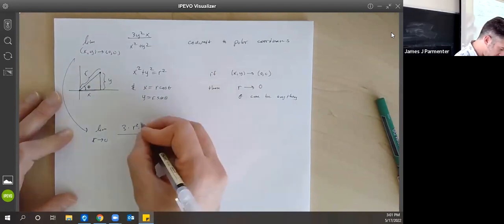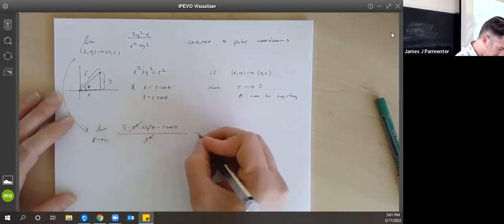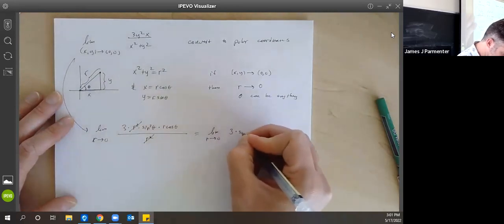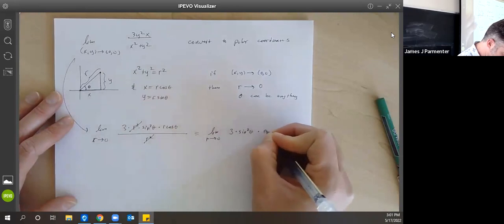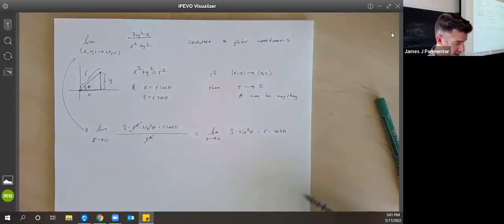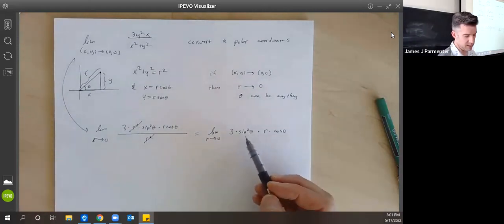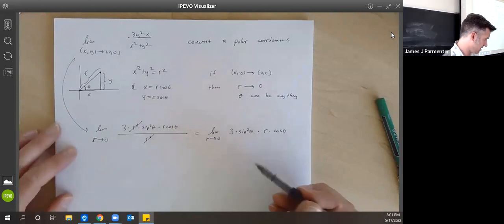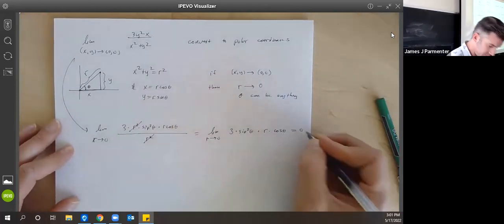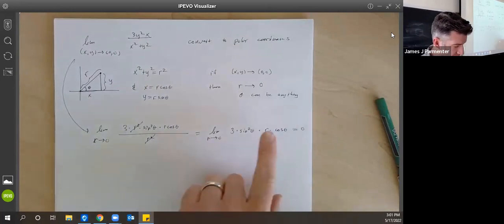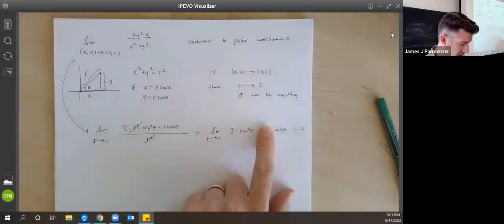All right, do the division. Those cancel. We're left with the limit as r goes to 0 of 3 times sine squared theta times r times cosine theta. I don't care what theta is, theta can be any angle, but sine of theta is something, cosine theta is something, and you multiply that by r, and r is going to 0. This is going to go to 0. There's no other option.